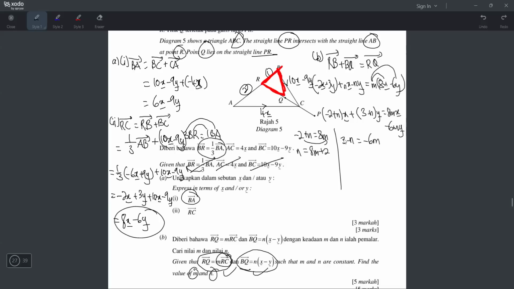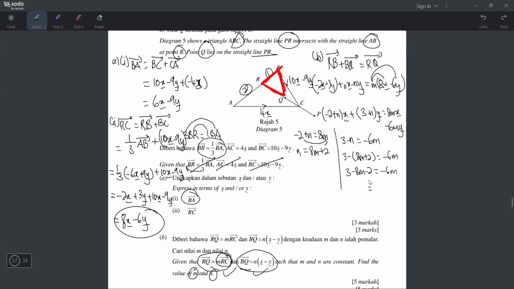So I'm not able to find it. I have to use this. I have to do simultaneous equations. So it will become 3 minus bracket n, which is 8m plus 2, equals to negative 6m. Okay, now when you open the bracket, it becomes negative 8m minus 2 equals negative 6m.